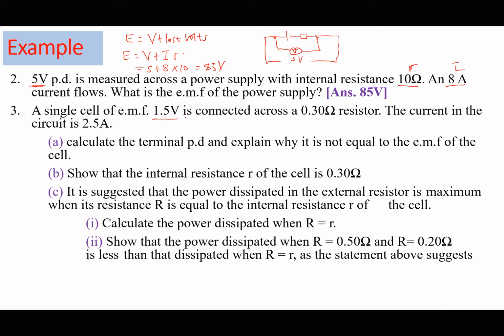A single cell of EMF 1.5 volts is connected across 0.3 ohms. The current in the circuit is 2.5 amperes. Calculate the terminal PD and explain why it is not equal to the EMF of the cell. So a single cell has EMF 1.5 volts. It's connected across a 0.3 ohm resistor. The current in the circuit is 2.5. So the terminal PD is going to be the current times the external resistance, which is 2.5 times 0.3.